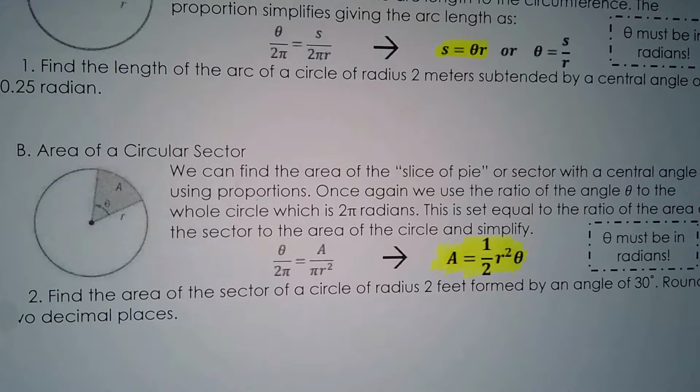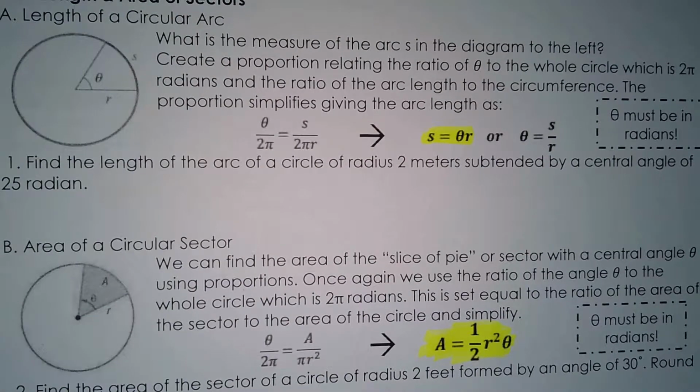The key thing you have to remember is that you've got to be in radians. If you're not in radians for either one of these formulas, your answer is not going to be correct. Yes. It's theta. It looks like an O with a line through it. So yeah, that's read as theta.